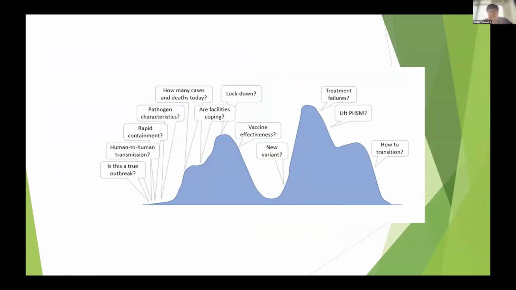So right now, the challenges are in each of the pre-pandemic, current pandemic, and also post-pandemic. We know that we need real-time information. For example, when there is an increased number of cases, we want to know whether this is a true outbreak, or whether there is human-to-human transmission, or it's not only animal-to-human transmission. And also how to contain the pathogen. Do we need to lock down?